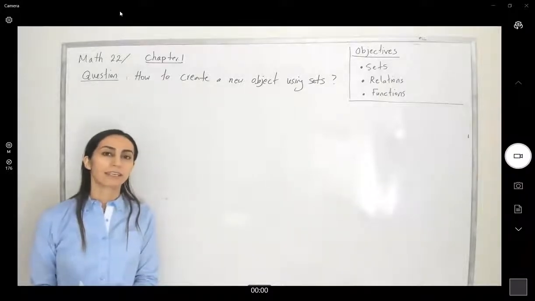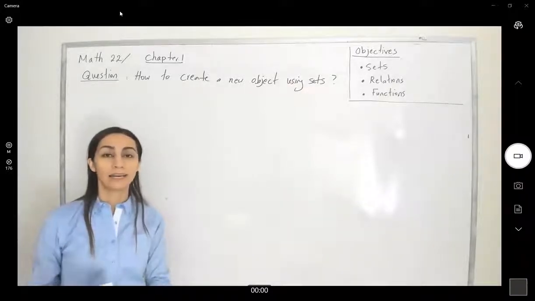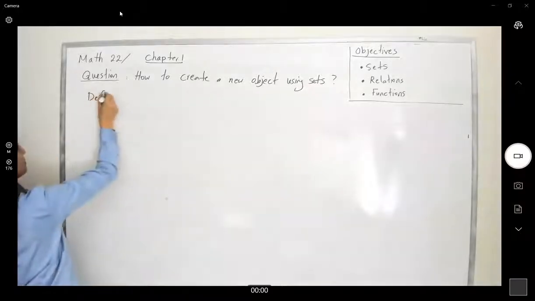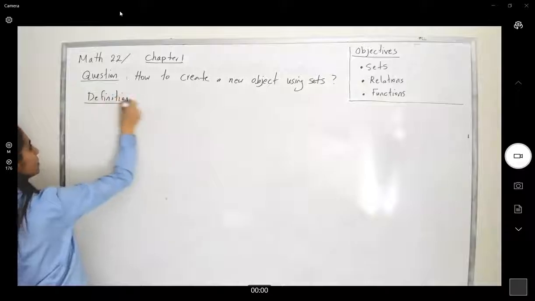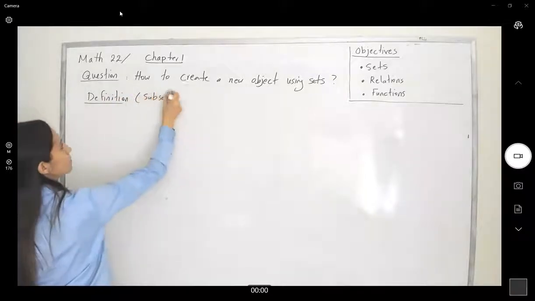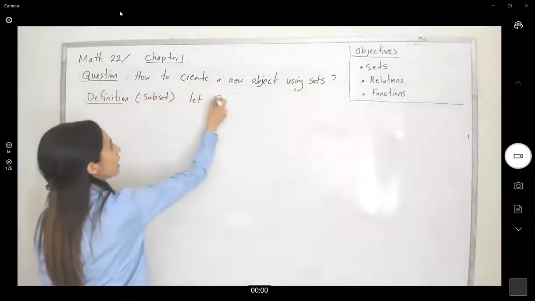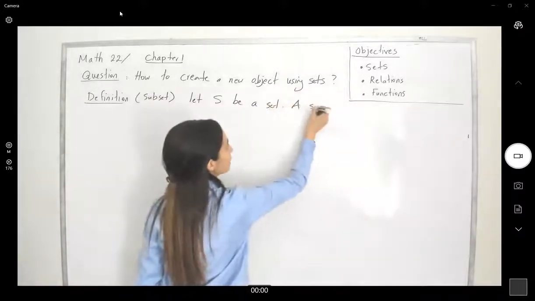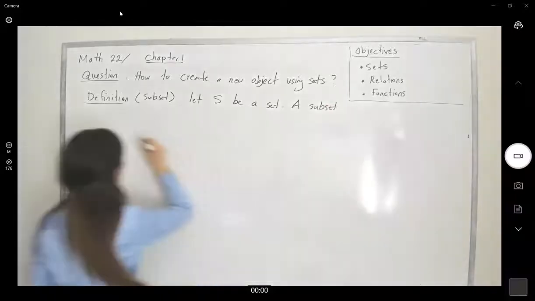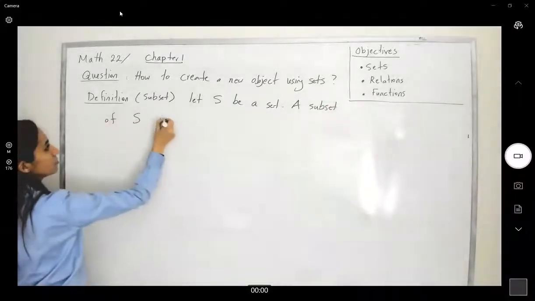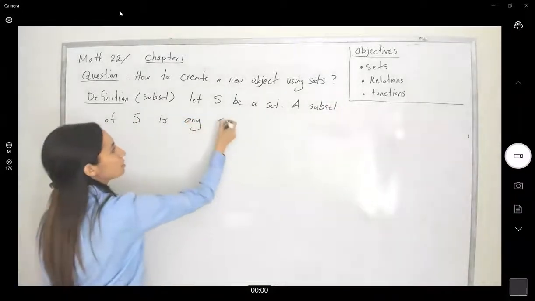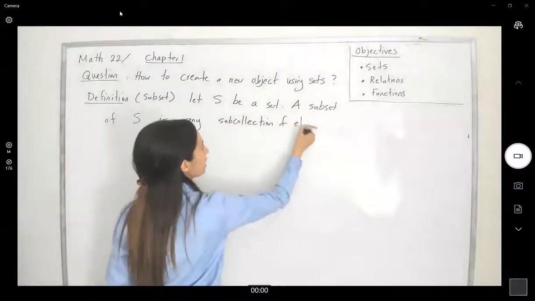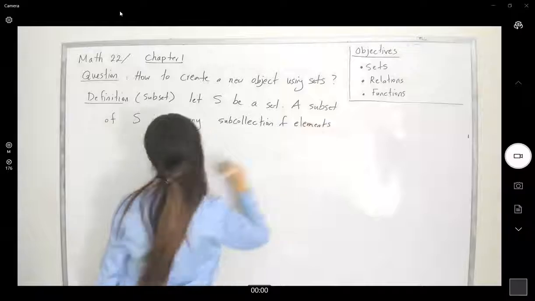In this case, we can define a subset or subcollection of a set. Definition of a subset. Let S be a set, a subset of S is any subcollection of elements of S.